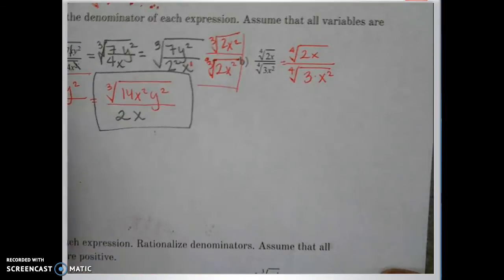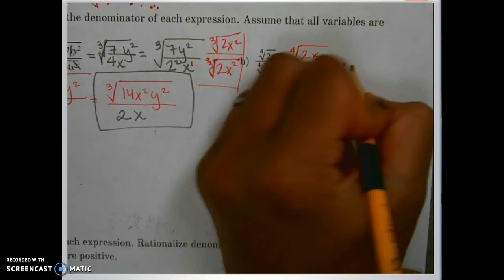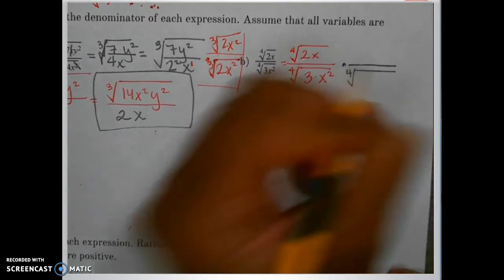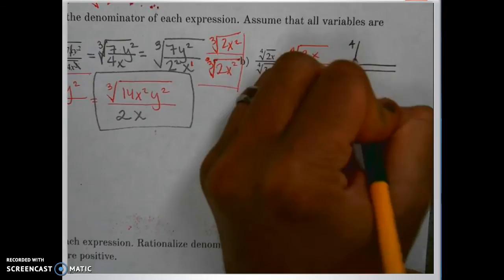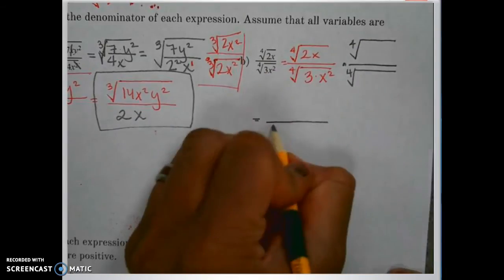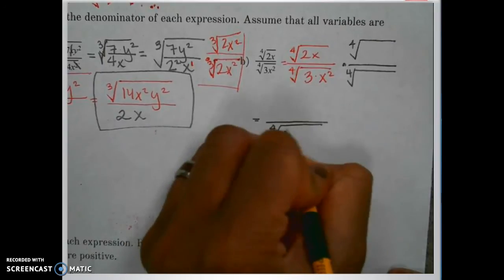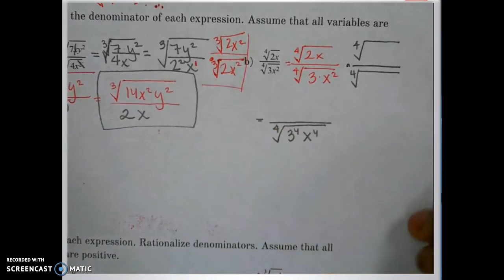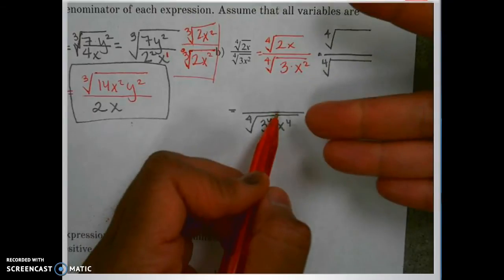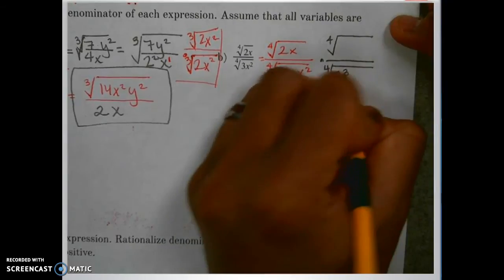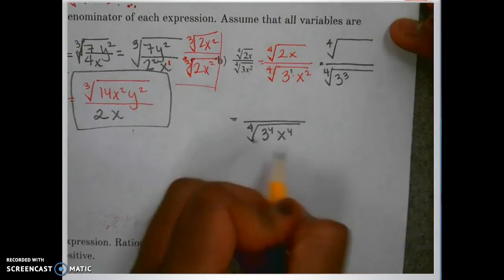Now, what do I need to multiply by in order to get perfect fourths? And whatever I multiply by, I'm going to do on the top and the bottom. So my goal is to get 3 to the fourth and x to the fourth. Well, how do I get there? Right now I have 3, only one of them, but I need 4 of them. So I need to multiply by 3 to the third, because 3 plus 1 gives me that fourth.